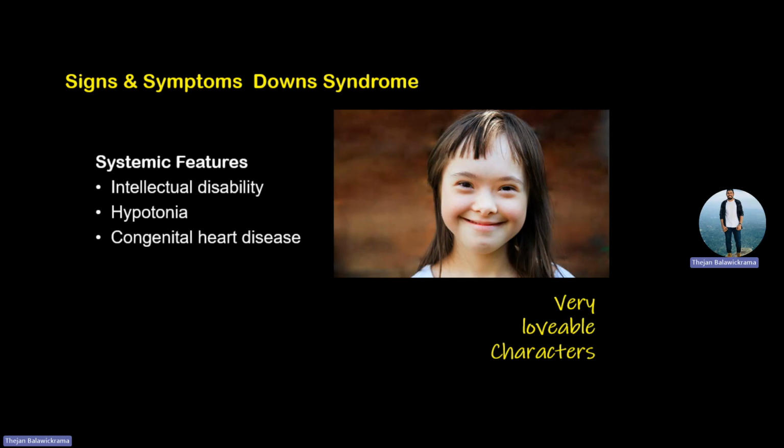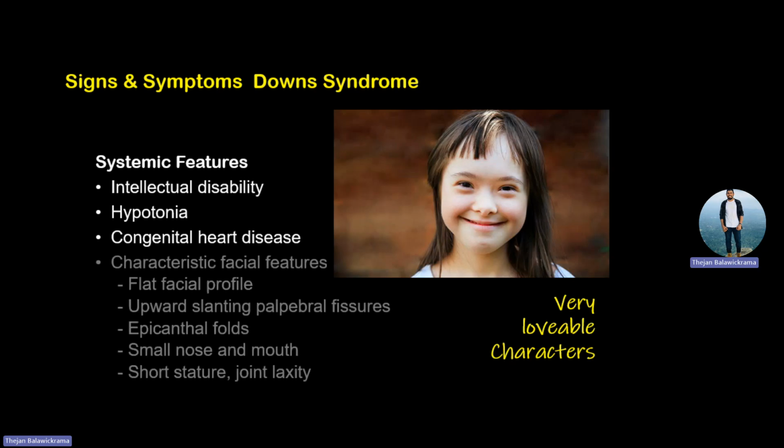The systemic features are that they are intellectually low, and their movements are very hypotonic. They don't move around that much, and they may have congenital heart disease. The heart is affected in most of them. When it comes to the features of the eye, you can see there is a flat face. The profile is flat. There is an upward palpebral fissure, a little upward, and these are called epicanthic folds.